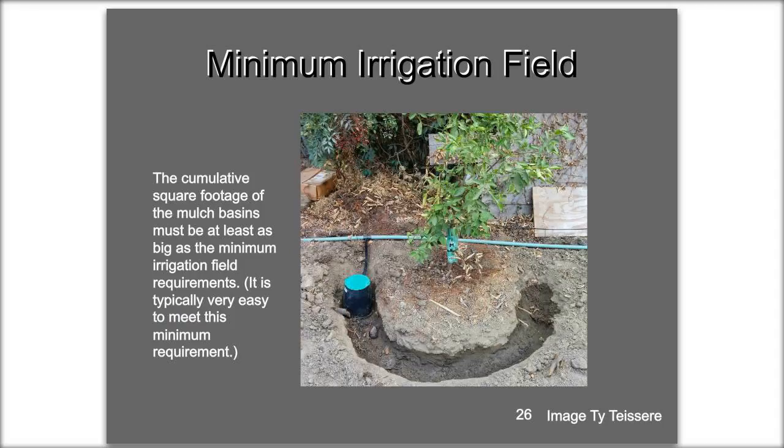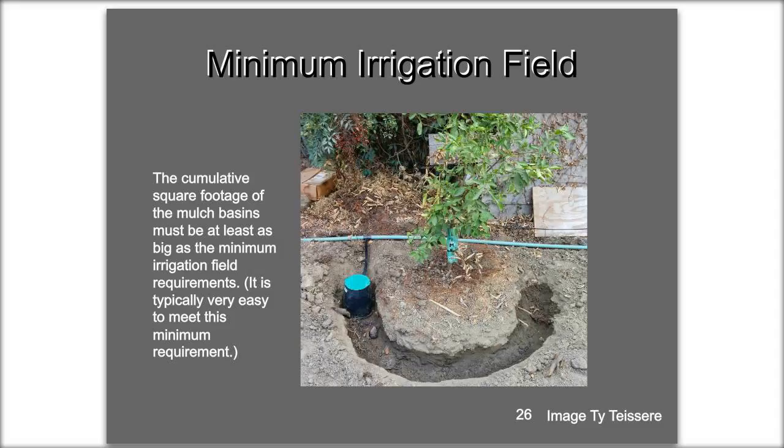So going back to that minimum irrigation field, this picture is showing one tree being irrigated by one outlet. So that's going to be a portion of that, and all of the different plants being irrigated, you're going to add up all those irrigation fields all together, and that's going to meet your minimum square footage. In general, systems are naturally designed to irrigate the plants based on the actual amount of water that's flowing through.